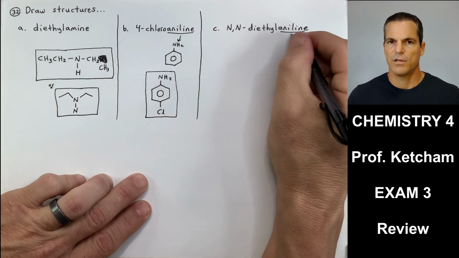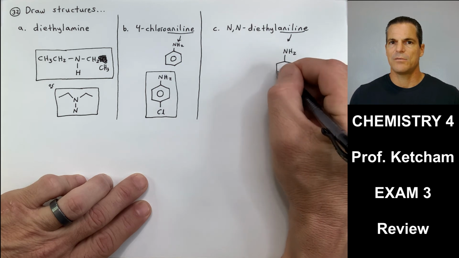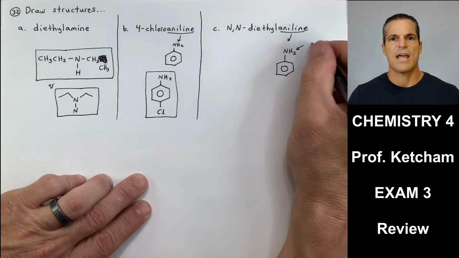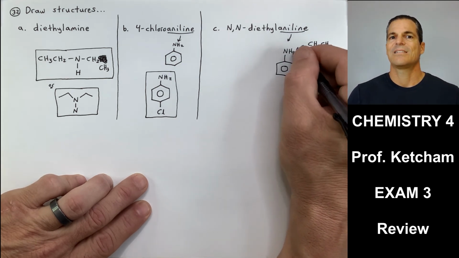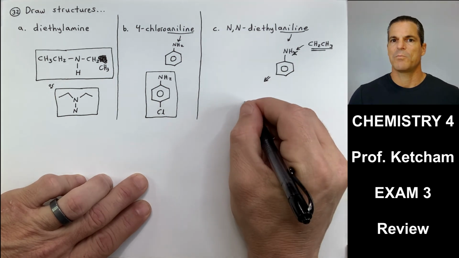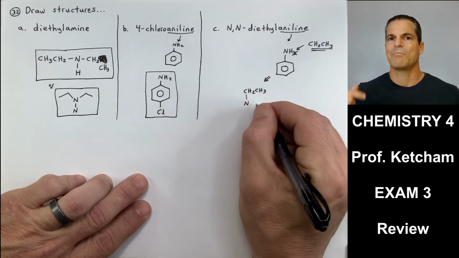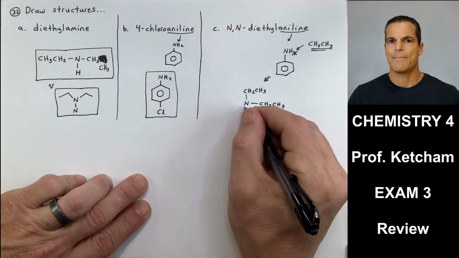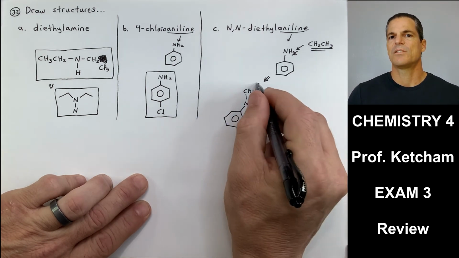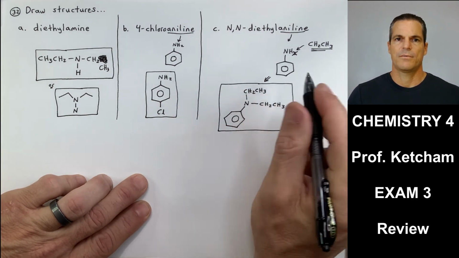In your notes, you learned aniline is a benzene ring with an NH2 directly attached. Okay, so this is N,N-diethylaniline, which means I have to get rid of those hydrogens and put my ethyls in its place. So this is a disubstituted aniline molecule.